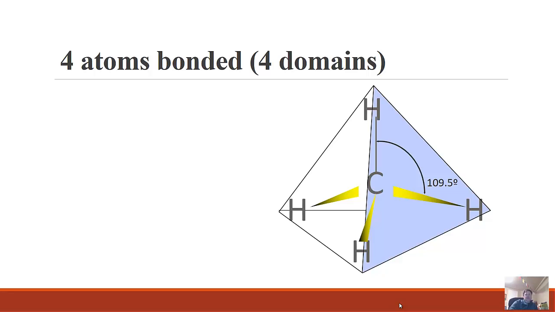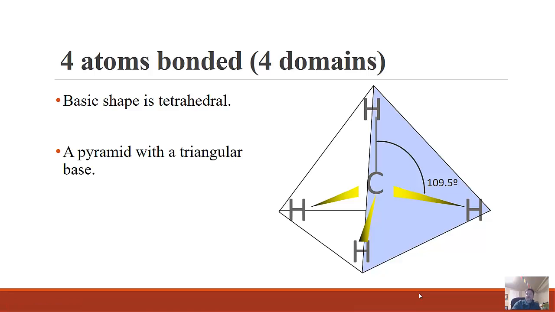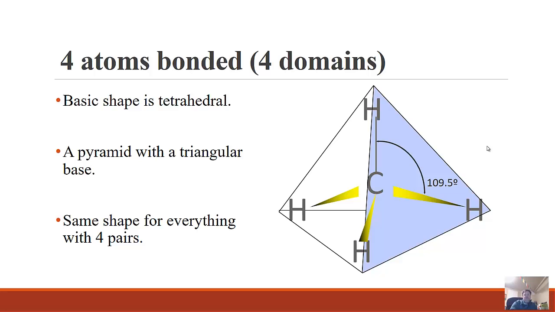Okay, so let's look at some variations of what we just talked about. If we have 4 atoms bonded or 4 domains, we said that was a tetrahedron. We should expect 109.5 degrees. Okay, but it's a pyramid with a triangular base. It takes it from basically 2 dimensions up to 3 dimensions here. And it's a shape for everything with 4 pairs. Now that's our basic shape.